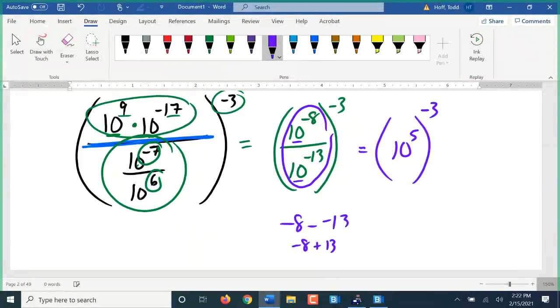Then we have that to the power of negative 3 out there. Multiply the powers. 5 times negative 3 is a negative 15. 10 to the power of negative 15.